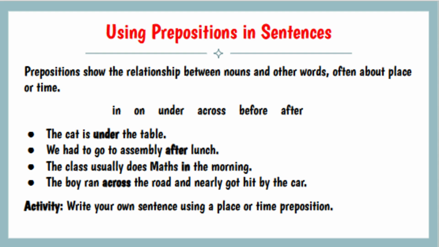Prepositions show the relationship between nouns and other words in a sentence. They often tell us where something is, when something happens, or how something moves. Let's look at an example. The cat is under the table. The word under is a preposition because it tells us where the cat is.